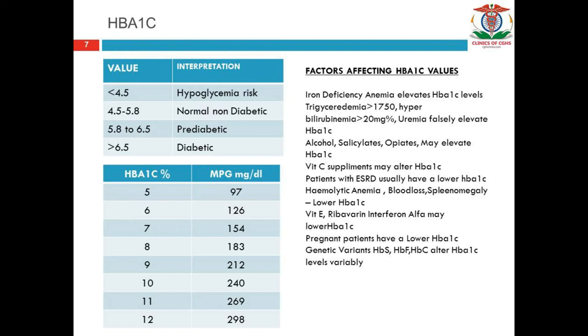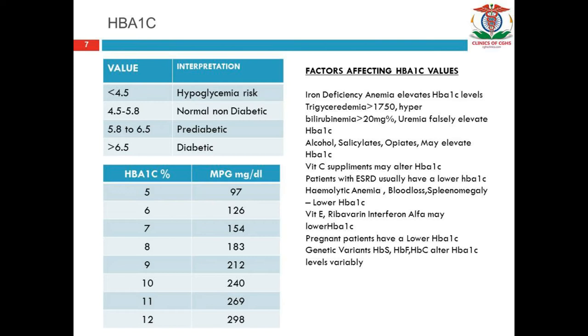Because the life of RBCs is somewhere around 90 to 120 days, over a 3-month period the HbA1c essentially remains stable. We have seen that HbA1c more than 6.5 is diabetes. HbA1c between 5.8 and 6.5 is pre-diabetic. HbA1c between 4.5 and 5.8 is normal. And anything below 4.5 is a serious risk of hypoglycemia. In fact, anything below 5, we should consider hypoglycemia and then monitor accordingly.